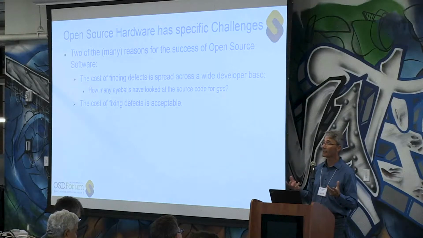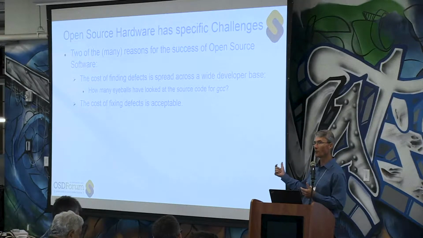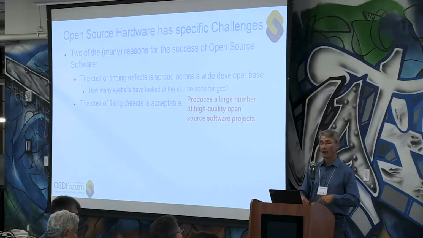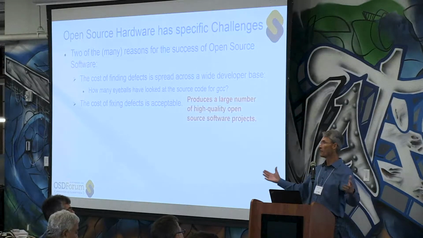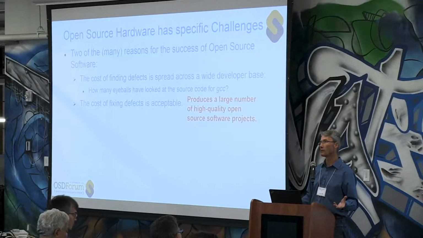One of them is the cost of finding defects is spread across a huge developer base, right? How many eyeballs have looked at the source code for GCC? Literally thousands times two, right? Lots of people looking at this code. The cost of fixing a defect is acceptable, still high. The software lifecycle curve still applies, but punching out a new release costs tens to hundreds of thousands of dollars, as opposed to silicon, where it's much more expensive. So these two things add up into what we have today, which is a very large, very diverse, very high quality set of open source software that we all benefit from using.